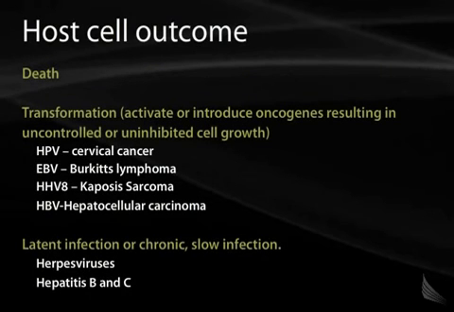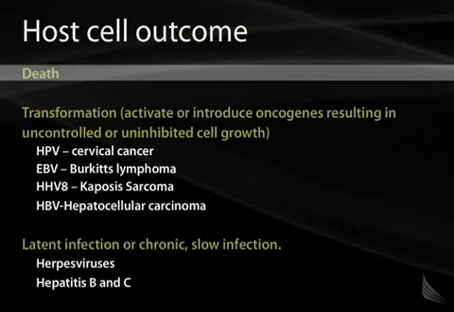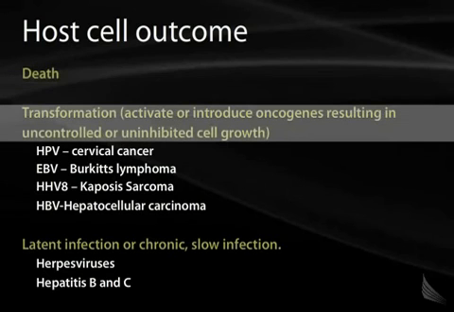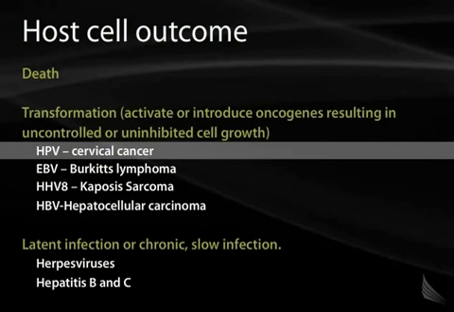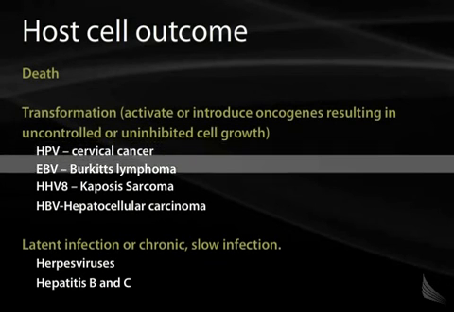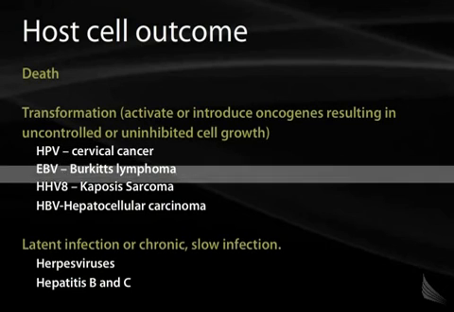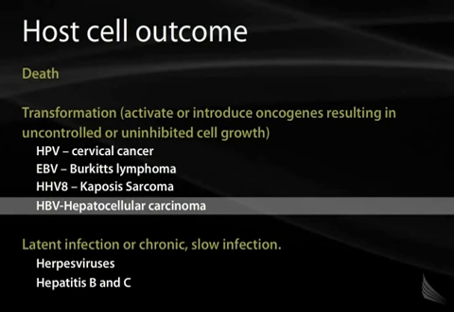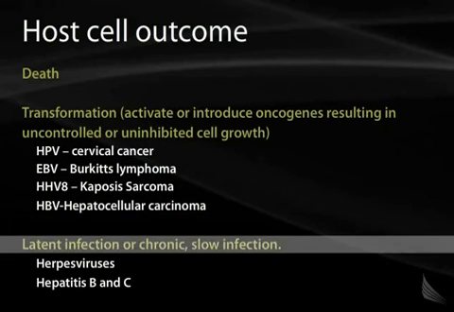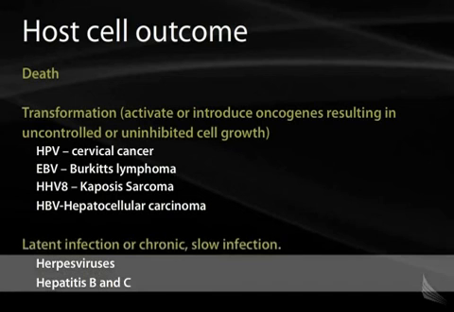So if you have a host cell that's been infected, you only have a few options open to you. One is death by lysis. One is transformation, where they activate or induce oncogenes, resulting in uncontrolled or uninhibited cell growth. Examples of this include cervical cancer from HPV, Burkitt's lymphoma from EBV, hepatocellular carcinoma from HBV. You can also have latent infection or chronic slow infection with herpes virus or hepatitis B and C.